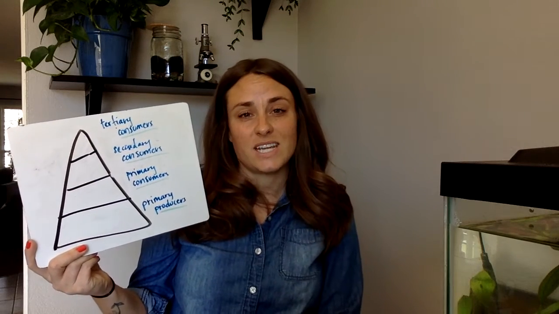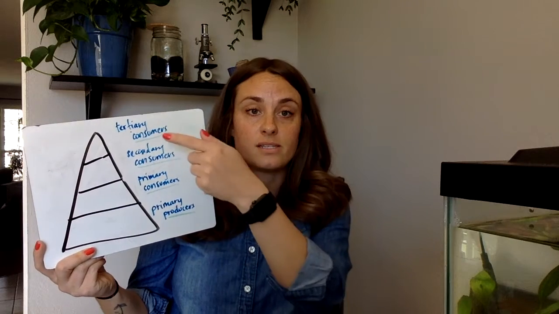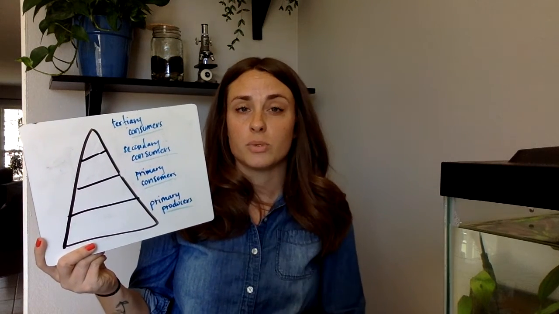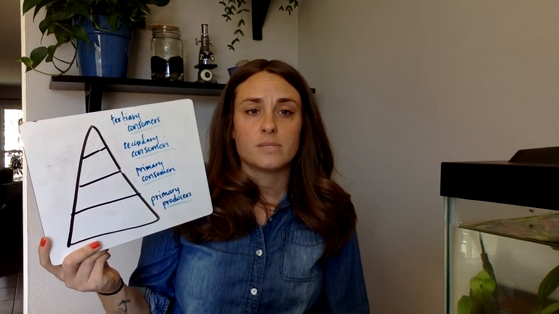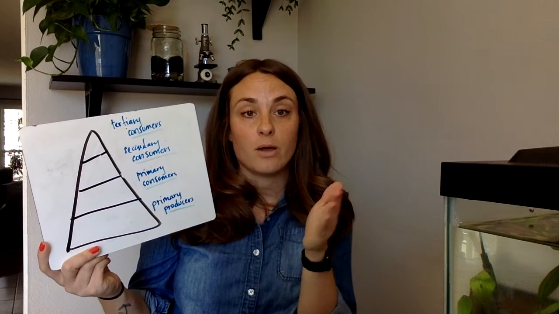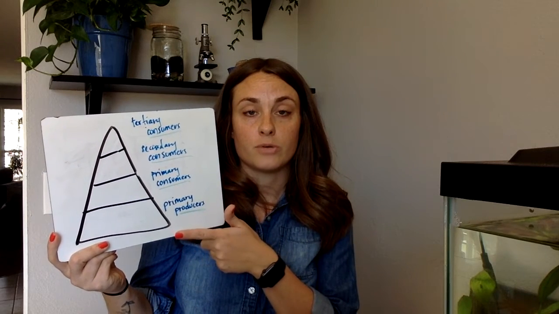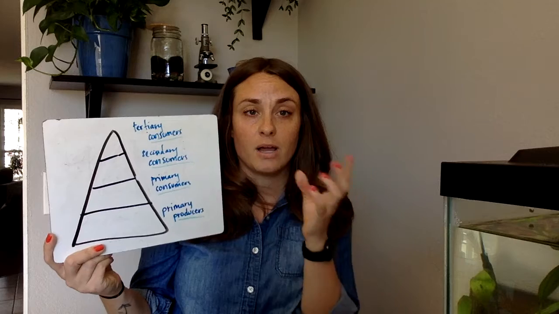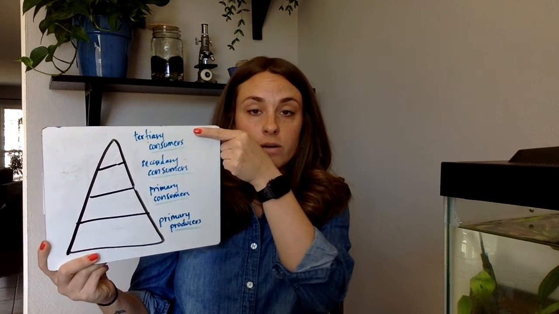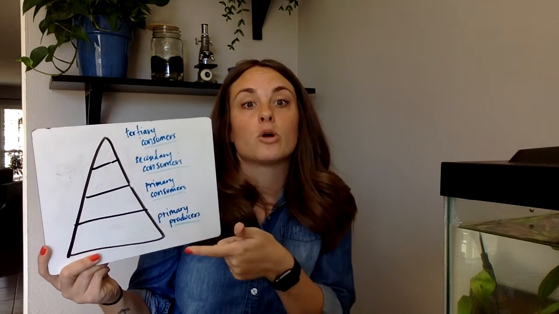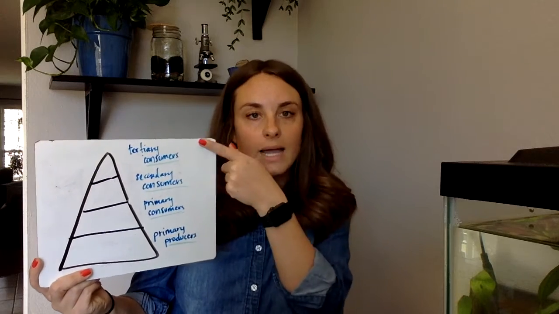So this is what dictates the population sizes of tertiary and secondary consumers. When we look at ecosystems, the largest area of biomass is going to be found in primary producers, and the smallest amount of biomass is going to be found in tertiary consumers. So we can see a lot more plants than we would see lions, basically.